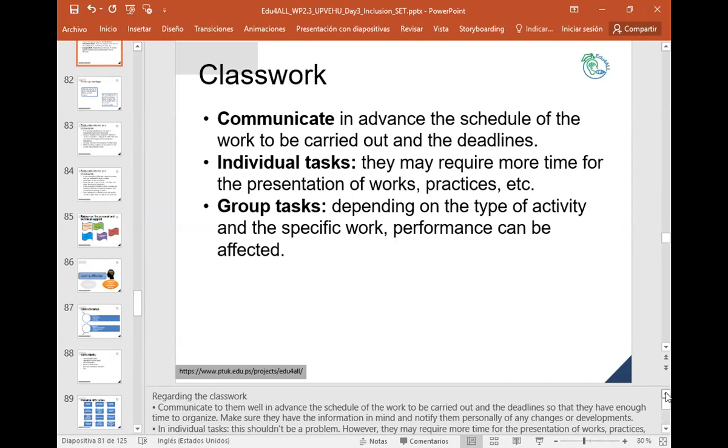In group tasks, they do not present any problem both in the realization and in the exhibition of group tasks. Although depending on the type of activity and the specific work assigned to them, performance can be more or less affected, or at least require more or less effort. In general, they will perform well in cooperative work situations.